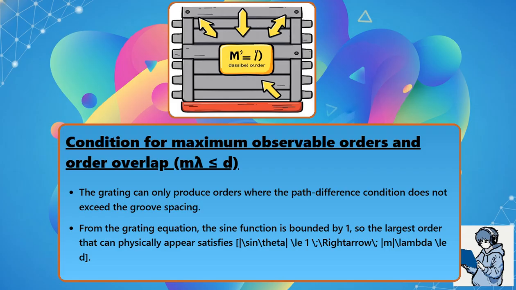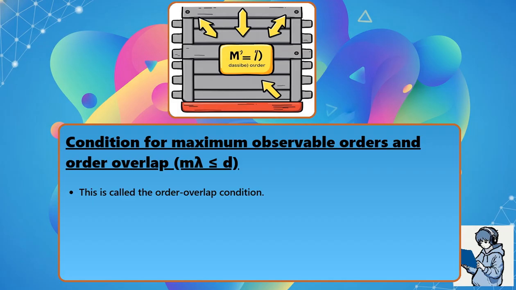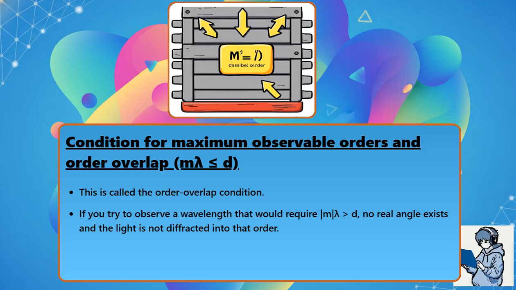So the largest order that can physically appear satisfies |sin θ| ≤ 1, which implies |mλ| ≤ d. This is called the order overlap condition. If you try to observe a wavelength that would require |mλ| > d, no real angle exists, and the light is not diffracted into that order.